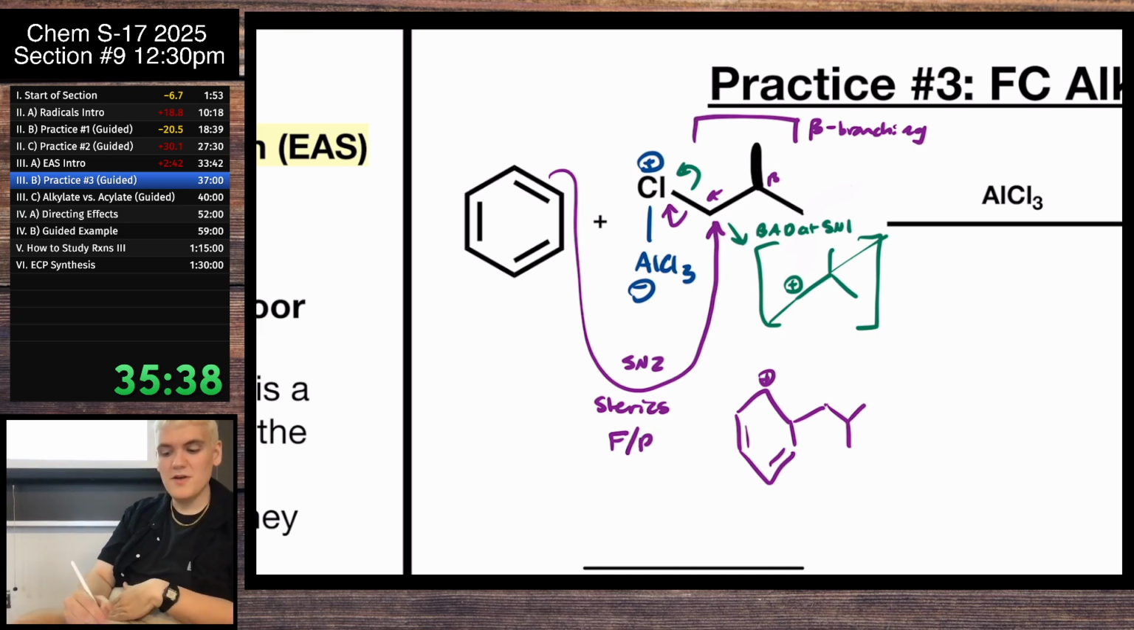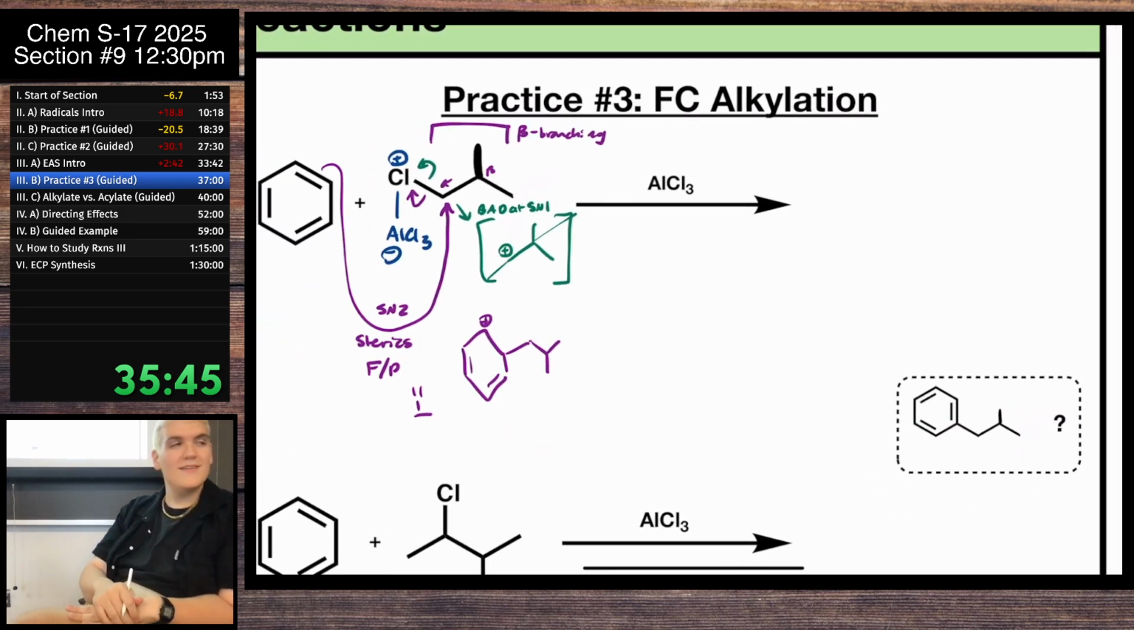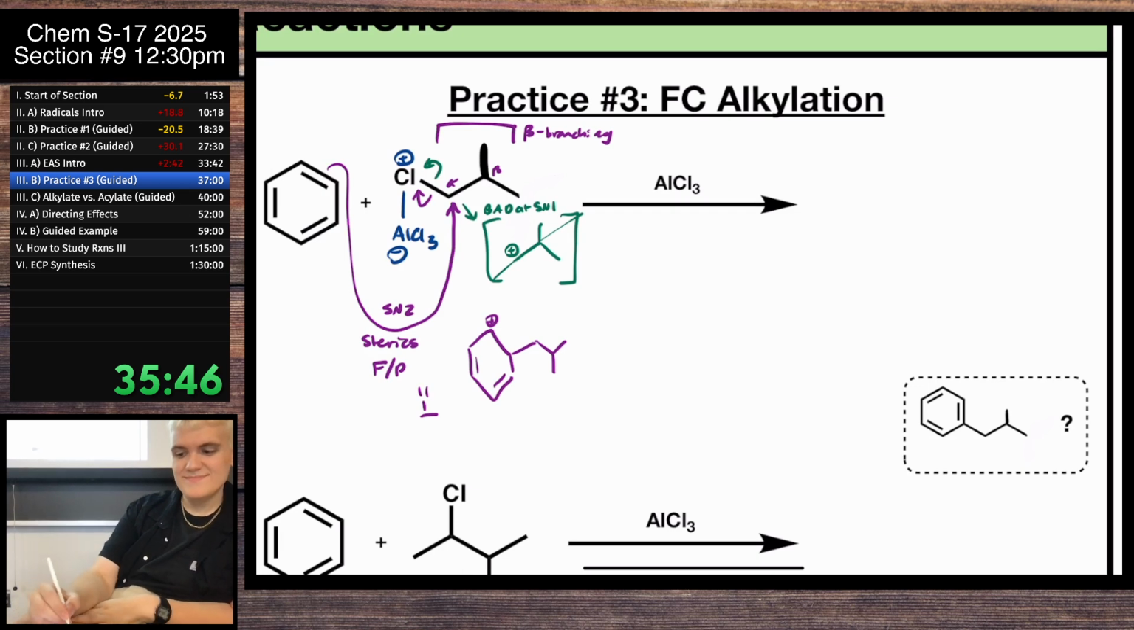So this is also not going to be good. So I would say if we were trying to make this product here via Friedel-Crafts alkylation, we're not going to have a good time. It's going to be a bit of a rough go. So let's think about how we could do this instead and get a higher yield.